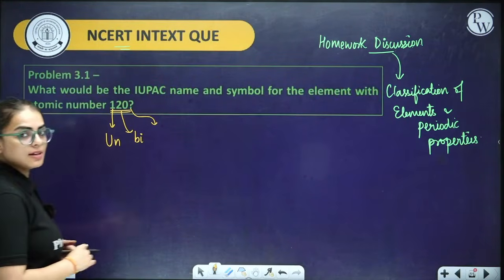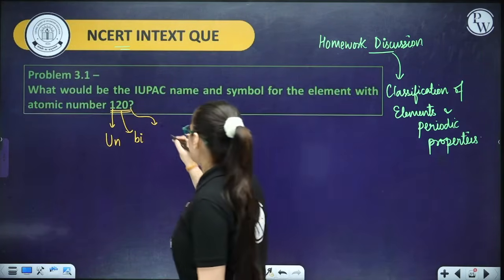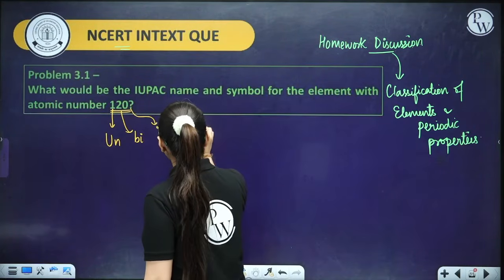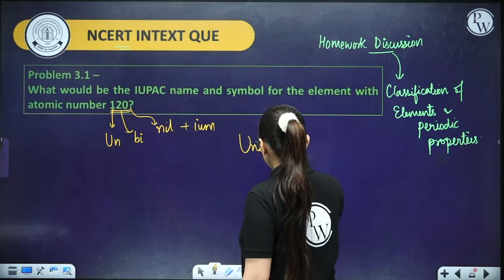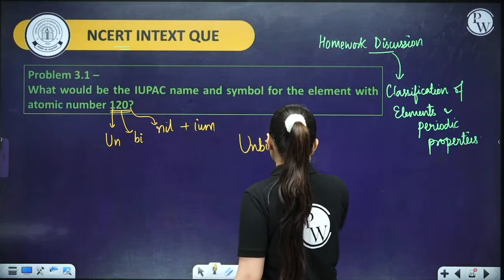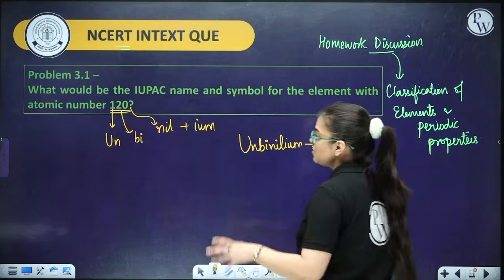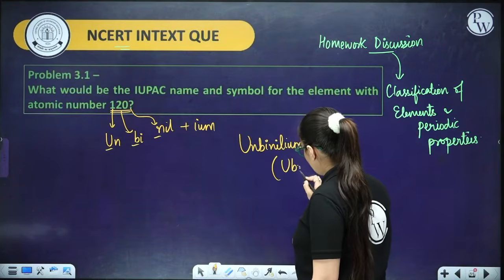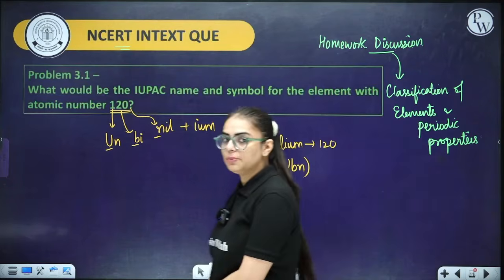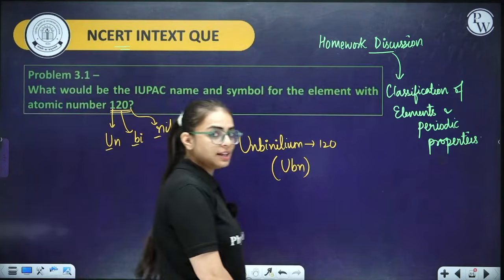For 1, it is un. For 2, it is bi. For 3, it is tri. In such a way, for 0 it is nil. And at the last, you have to write ium. So it will be un, bi, nil, ium. This is the name for atomic number 120. And the symbol uses the initial letters, UBN. This is the symbol. Everybody write this homework question down so that we can move on to the next part. Done with this? Yes, everybody.